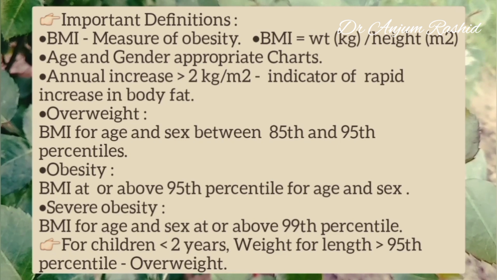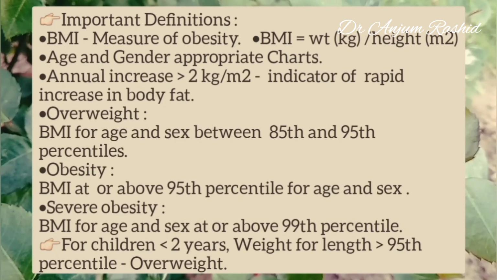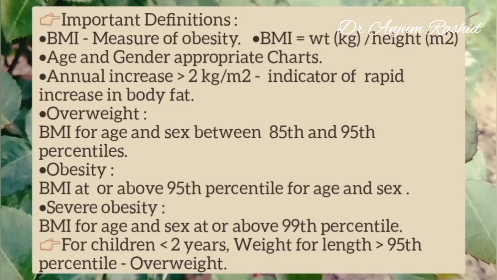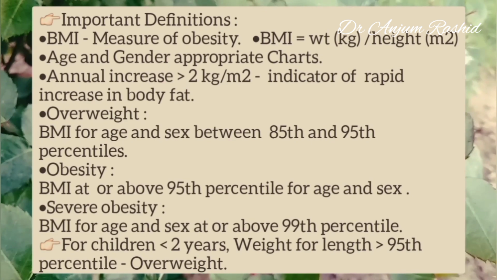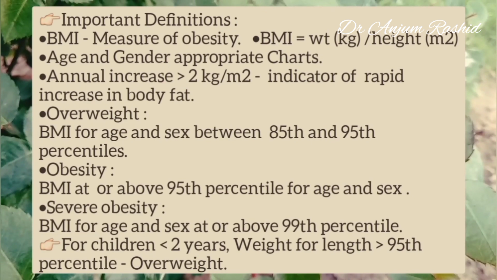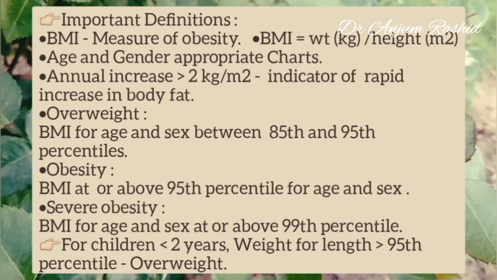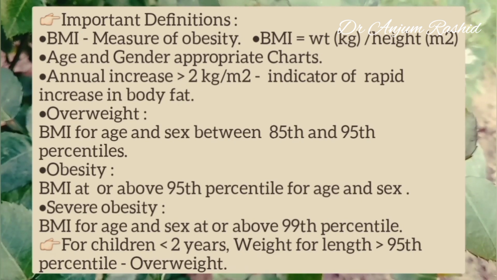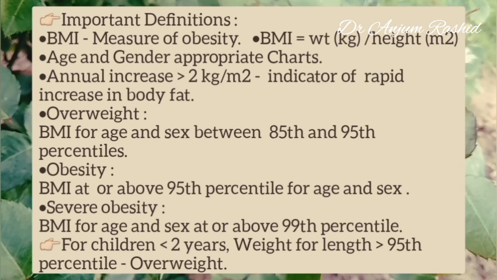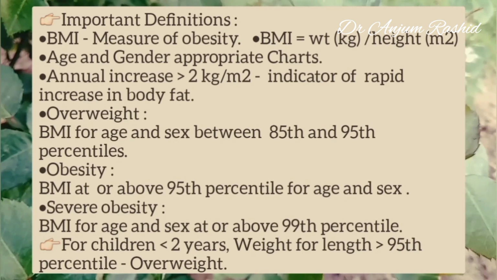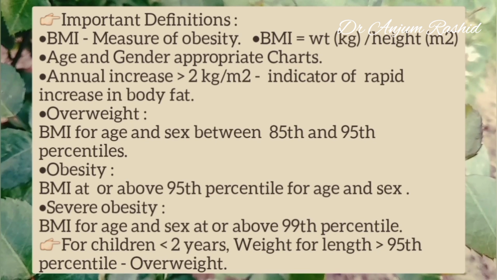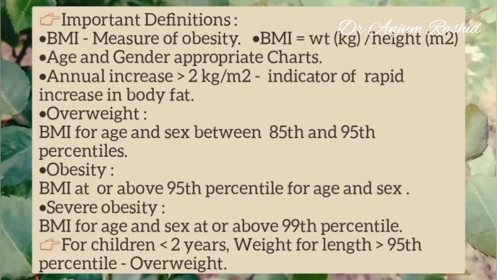BMI is routinely plotted on age and gender appropriate charts. Now the annual increase more than 2 kg per meter square is an indicator of rapid increase in the body fat. Now if BMI for age and sex is between 85th and 95th percentile, then it is considered as overweight. Obesity is defined when BMI is at or above 95th percentile for age and sex. And severe obesity is BMI for age and sex at or above 99th percentile.